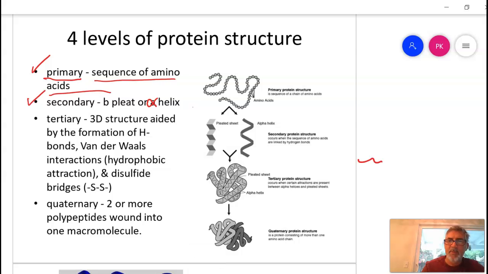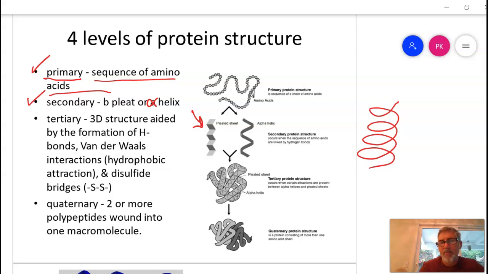There we go, I lost my pen there for a second. I'll either make a beta pleat, which is just a folding, or I'll make an alpha helix. Alpha helices are circles. That's my secondary structure. My primary structure will not work as a protein. My secondary structure will not work as a protein.